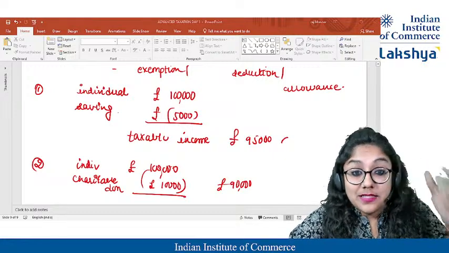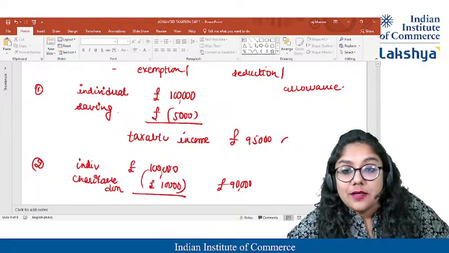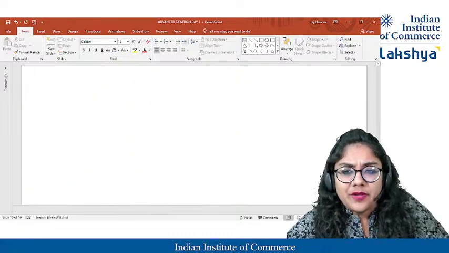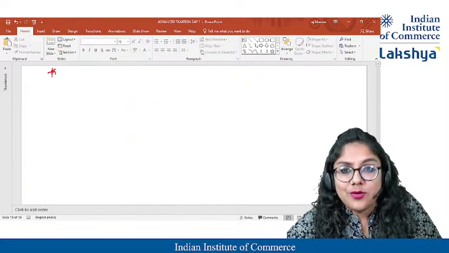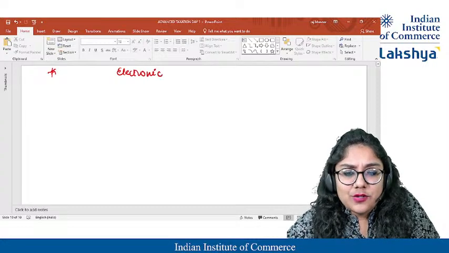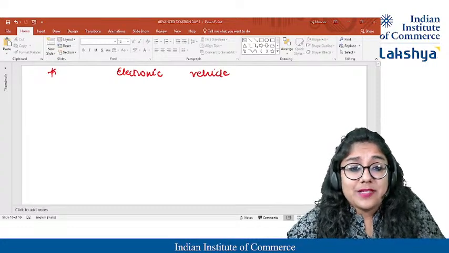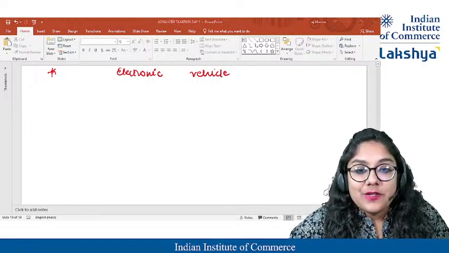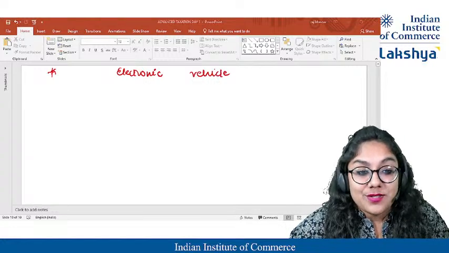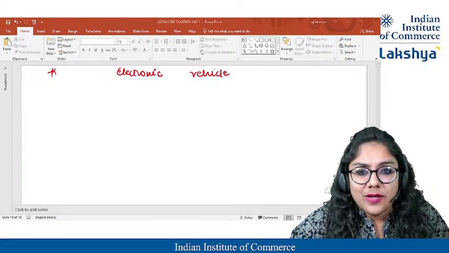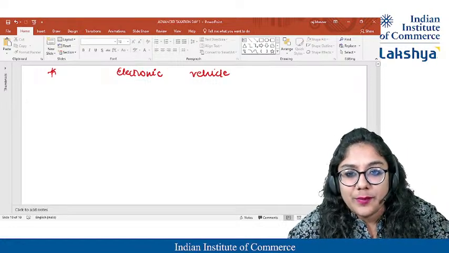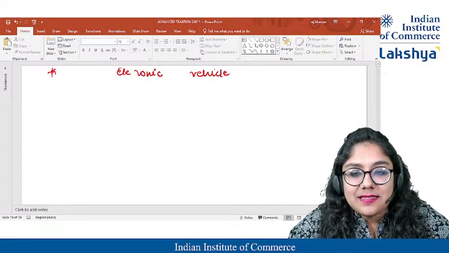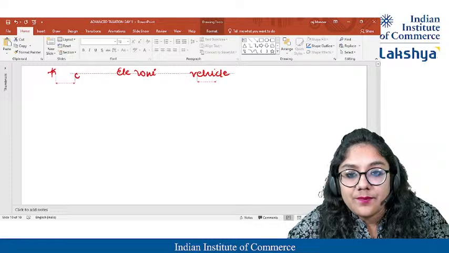For example, certain companies get certain benefits also. Benefits means they get some tax reliefs. For example, if I have set up a business of electric vehicles, because we know today the price of petroleum has increased hugely, so the entrepreneur gets some benefits. I should say electric vehicles, not electronic. Electronic will not be a proper term. I'll term it as a proper electric vehicle, okay.